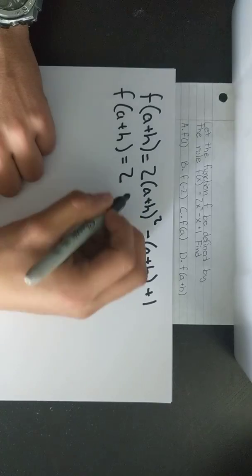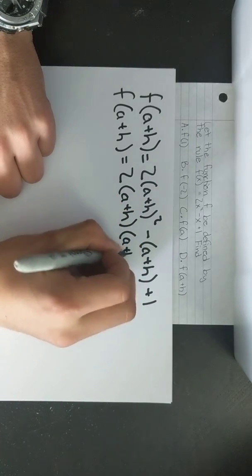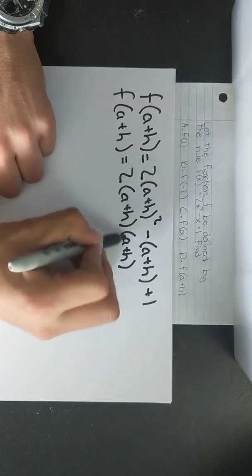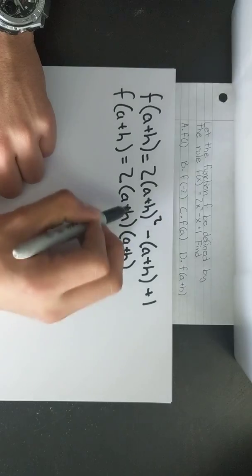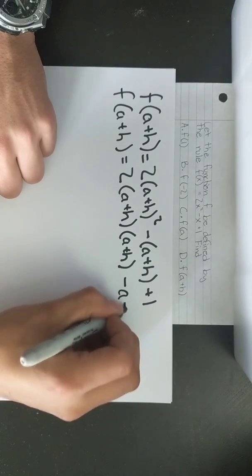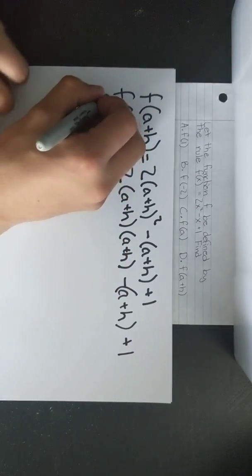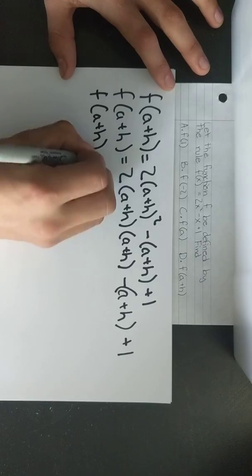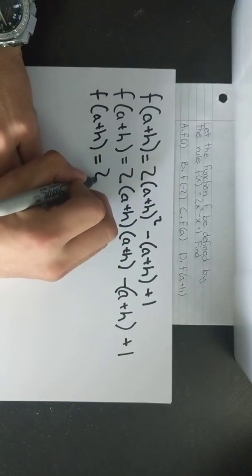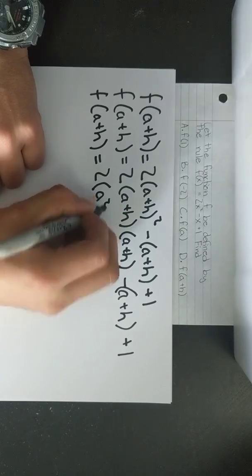So you're going to have 2 times (A plus H) times (A plus H), right? This is basically saying there are 2 of these multiplying each other, minus (A plus H), plus 1. So we have f of (A plus H) equals, now we have 2 times A is A squared.